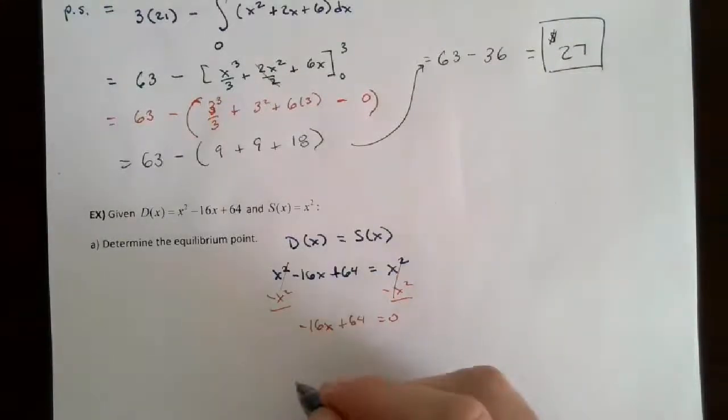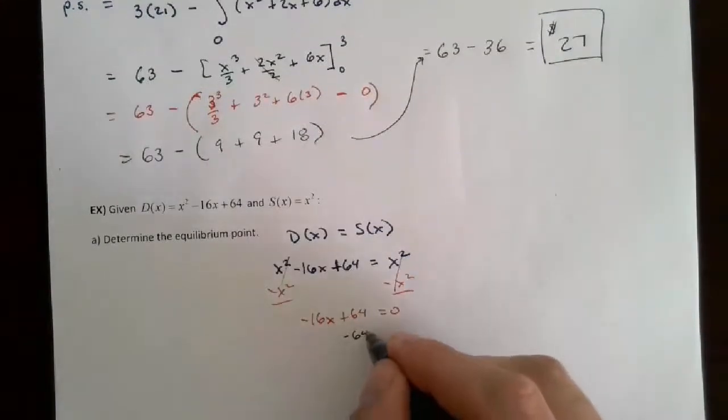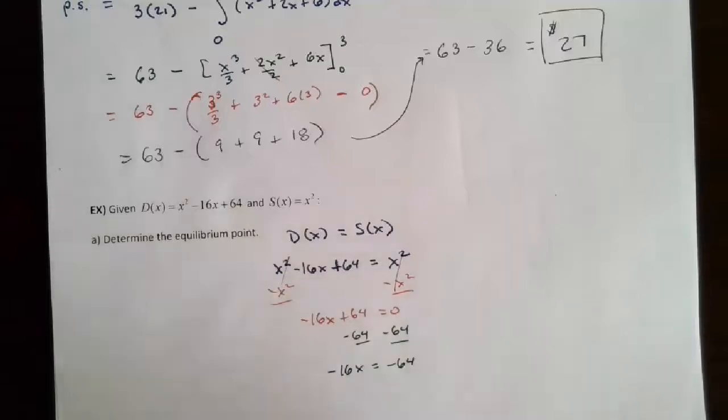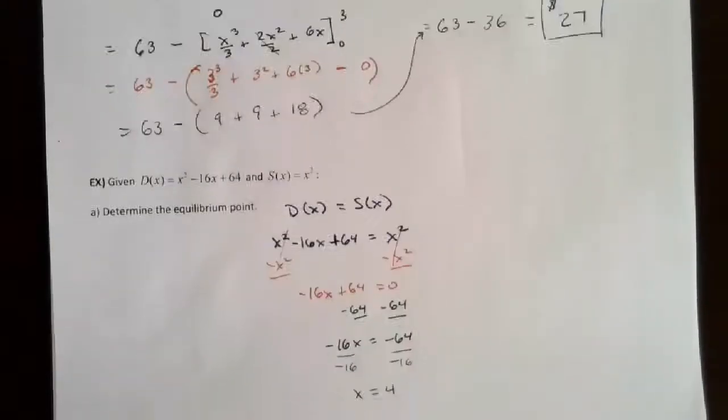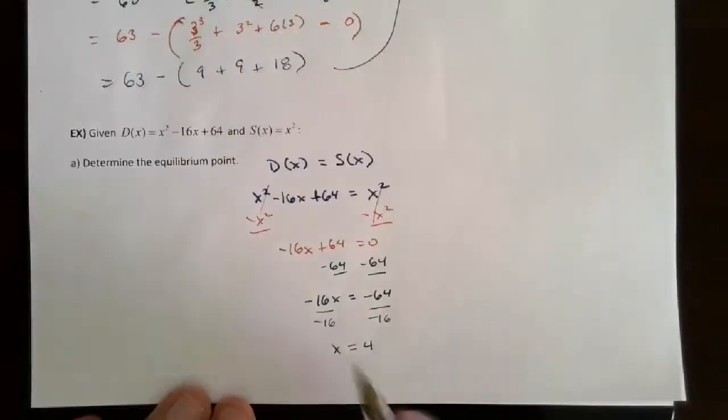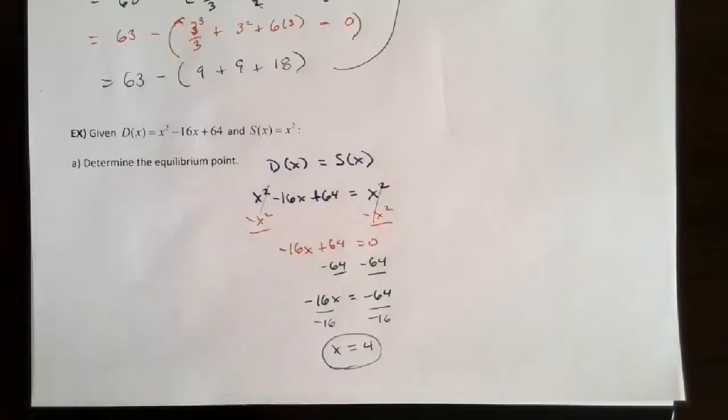To solve this, I'll subtract 64 from each side. We have negative 16x equals negative 64, and then we'll divide by negative 16 and divide by negative 16. So I get x equals 4. Now remember, that's the x value of the point where these two curves intersect, which is good. You found x equals 4. 4 is the quantity, in other words, because these are demand and supply curves. So 4 is the quantity at which they intersect.